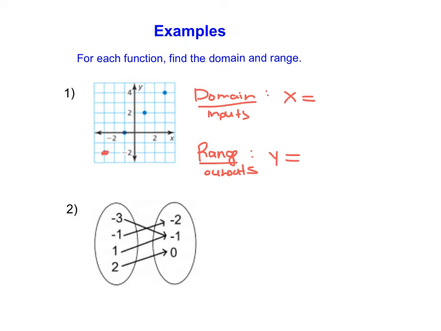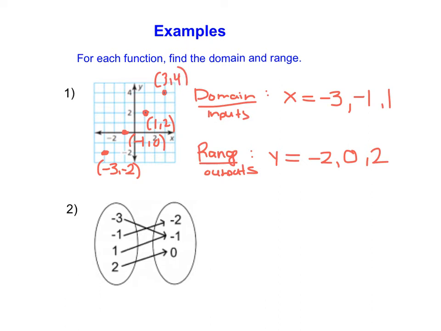Then I start with each point. This point right here is the point x is -3, y is -2. So my input for that particular point is x is -3, and my range, which is my output, is y is -2. Then if I go to my next point, here I have x is -1, y is 0. So my input is -1, my output is 0. I go to the next point. This is x is 1, y is 2. So my input is 1, my output is 2. And then here I have the point x is 3, y is 4. So my input is 3 and my output is 4. So I simply list all of my input values for domain, or all of my x values, and all of my output values for my range, which are my y values.